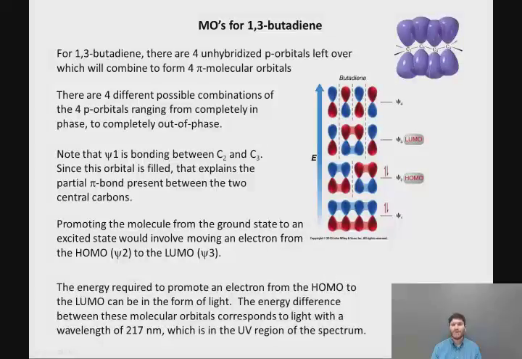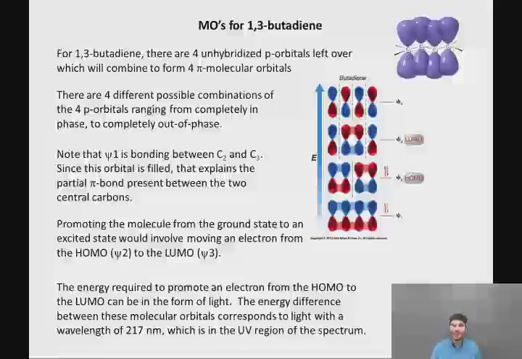And the energy required to promote an electron from the HOMO to the LUMO can be in the form of light. The energy difference between these molecular orbitals corresponds to light with a wavelength of 217 nanometers. If you recall that the UV region of the spectrum is from 200 to 400 nanometers, that is why this molecule absorbs light in the ultraviolet region of the spectrum.